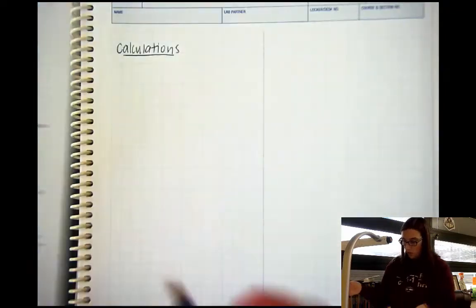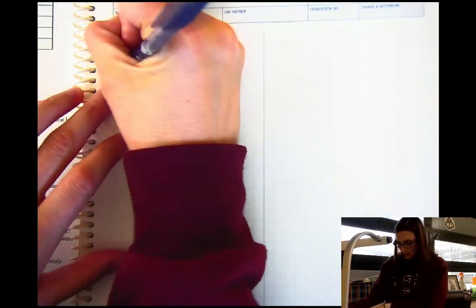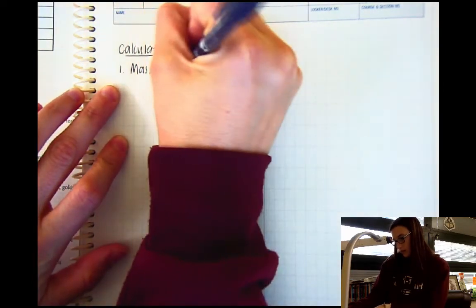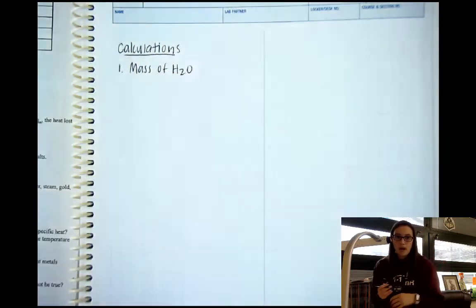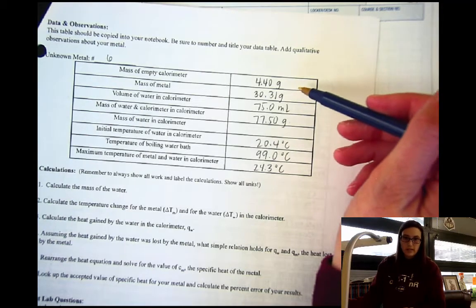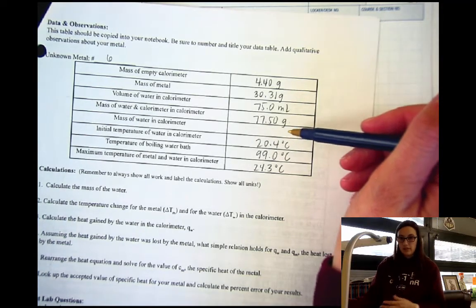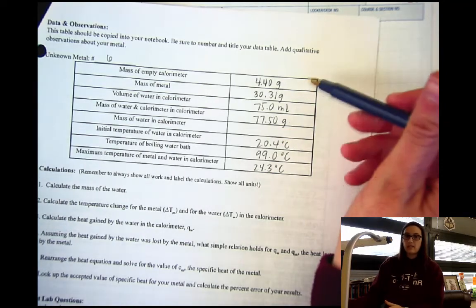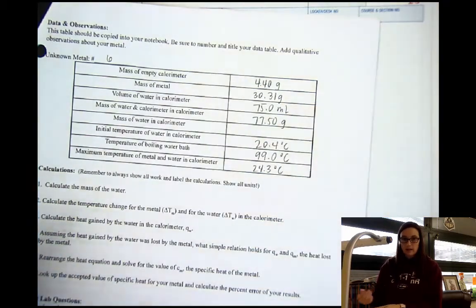Calculation 1 says calculate the mass of water. So I'll just label it mass of H2O. And then I will use the data in my data table. Now your data will probably be different. Might be the same, might be different. But we're going to use the data in the data table, not in the pre-lab, to calculate the mass of water.